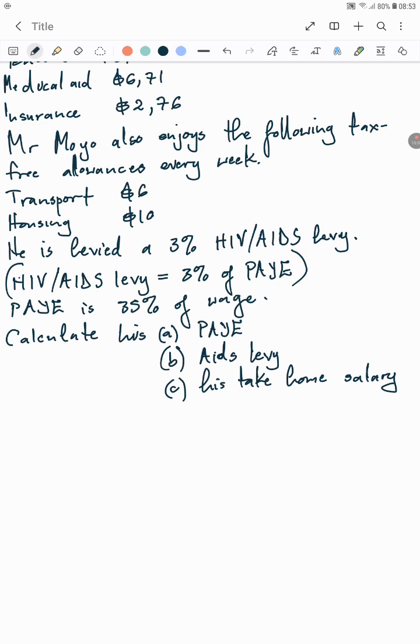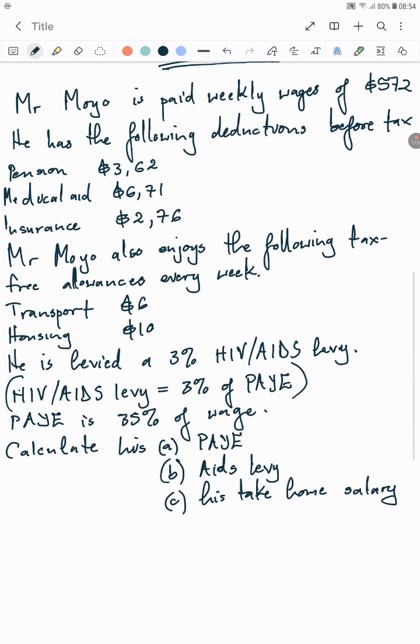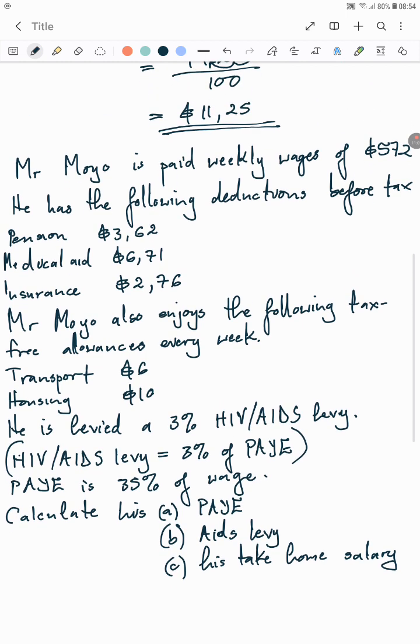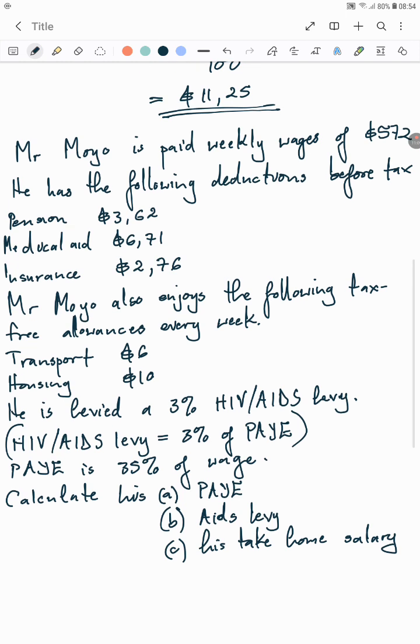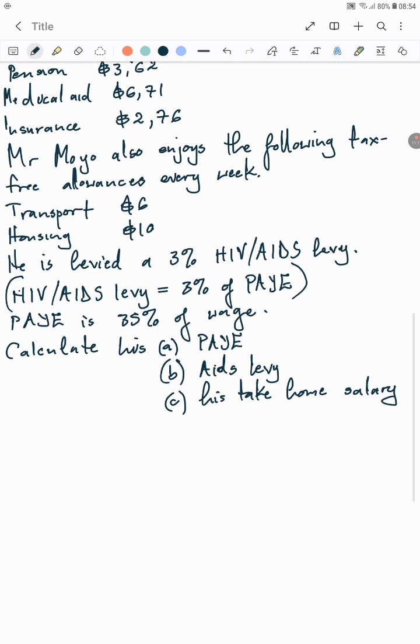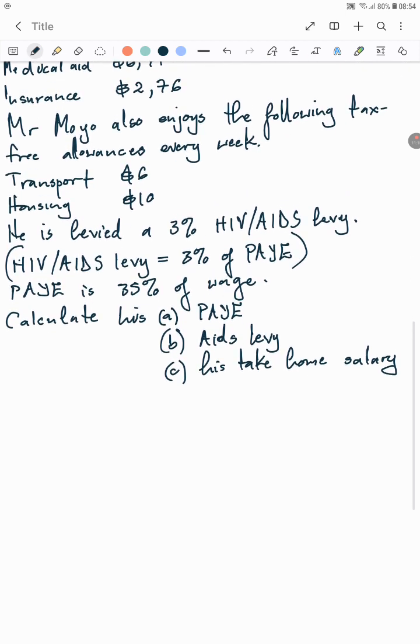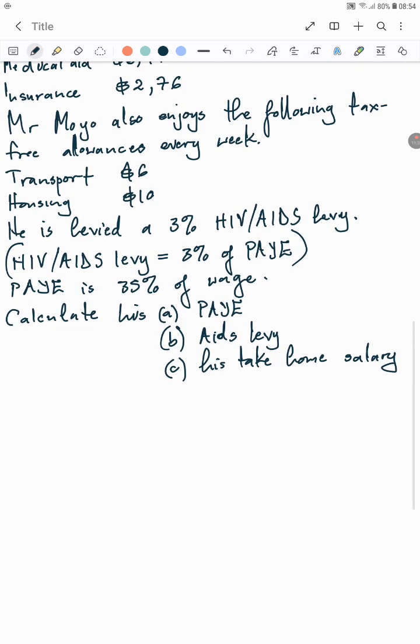So let's look at this question in parts. There are key things that you're supposed to understand. Here it says Mr. Moyo is paid weekly wages of 572. He has the following deductions before tax. These deductions are before tax, which means they are not part of the taxable income. So we're supposed to subtract those deductions.